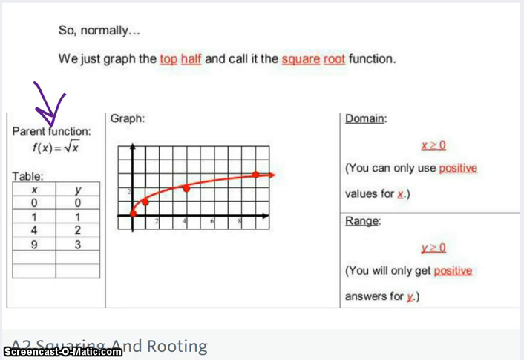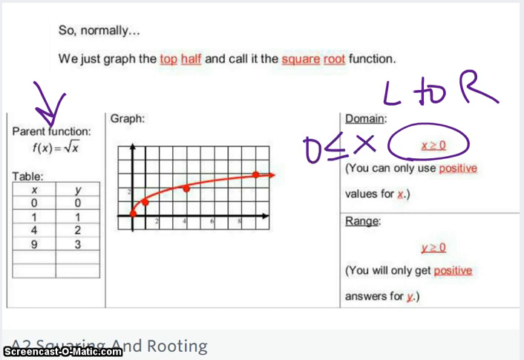The domain for this is x is greater than or equal to 0. Remember, x is going left to right on your graph. It would only be all real numbers if it went forever left and forever right. It starts at 0. You might have written this as 0 is less than or equal to x, because you can only use positive values for x. You can only find the square root of a positive number. The range, remember, is y, so it is going from the bottom to the top. And so either 0 is less than or equal to y, or y is greater than or equal to 0, because you will only get positive answers for y.